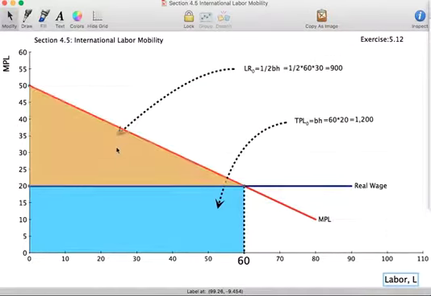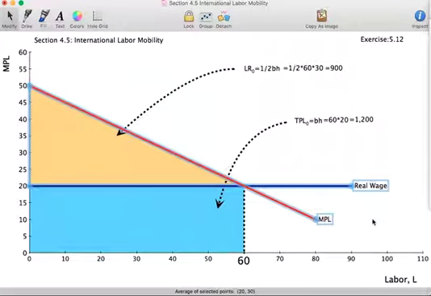Here you can see this disgusting yellow color here is the land rents. It's the area above the real wage rate and below the marginal product of labor. So that triangle that is created there gives you the land rents. And the formula for that is just the formula for a triangle. It's 1/2 base times height.